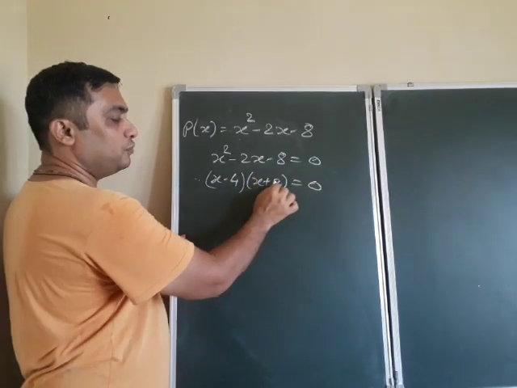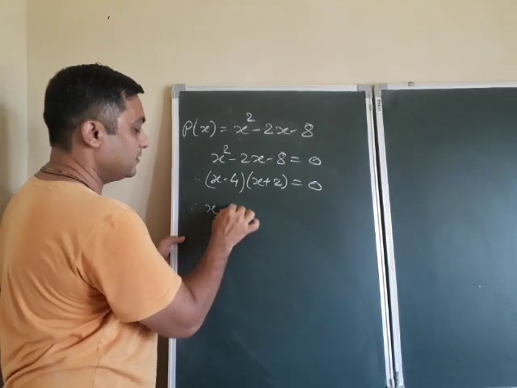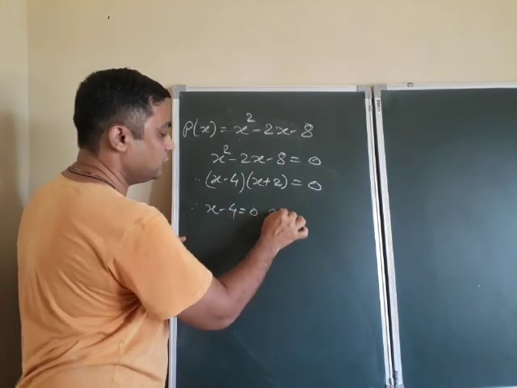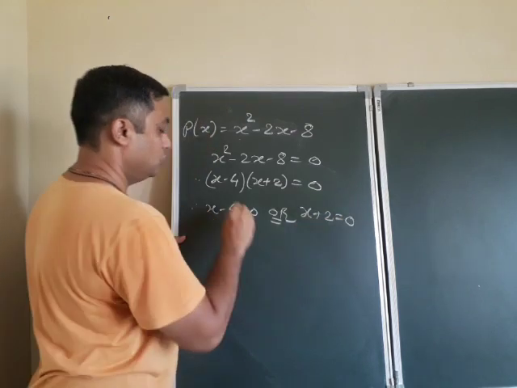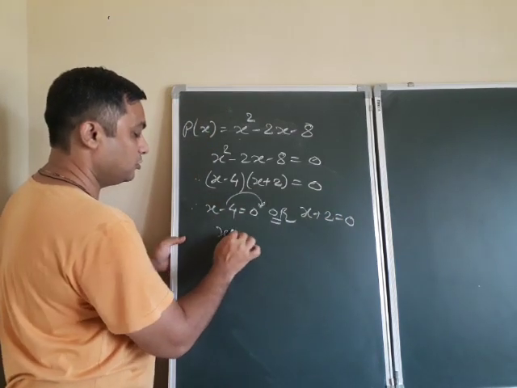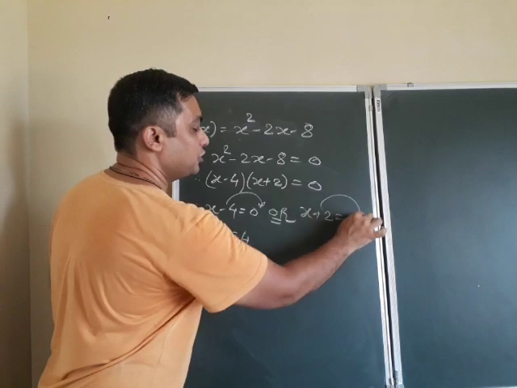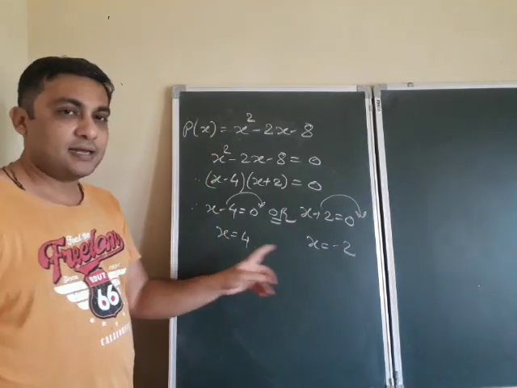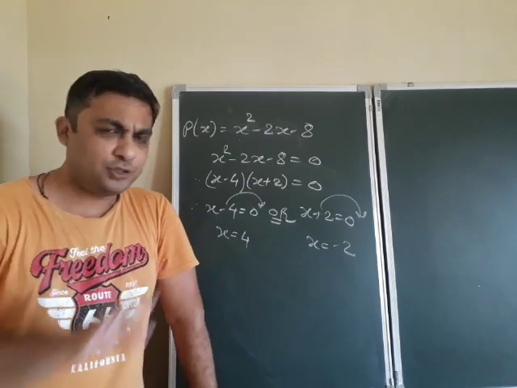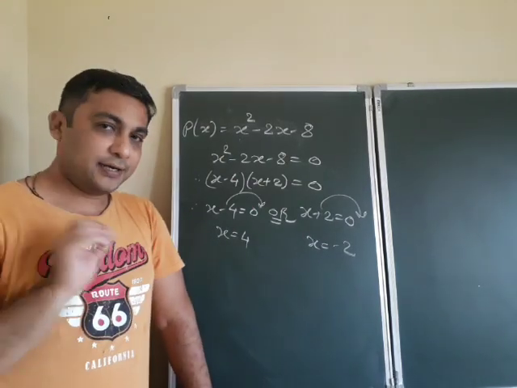Now a into b is equal to 0, so we can say x minus 4 is equal to 0, otherwise x plus 2 is equal to 0. Now minus 4 moves across, so x is equal to 4, and plus 2 moves across, so x is equal to minus 2. These are the zeros of the polynomial. Actually you know this process, how we can find the zeros.